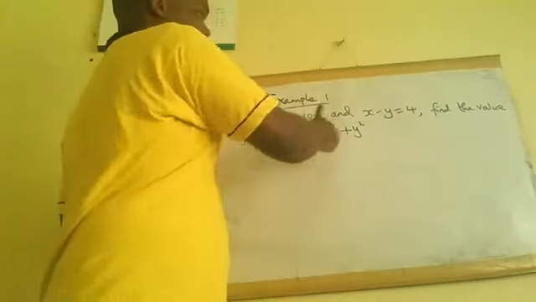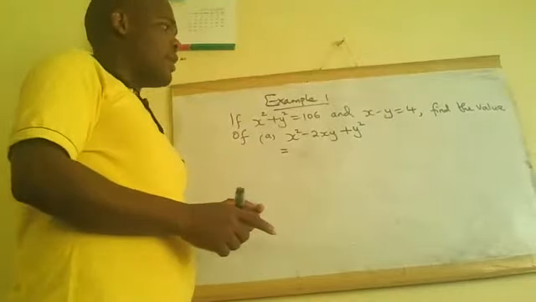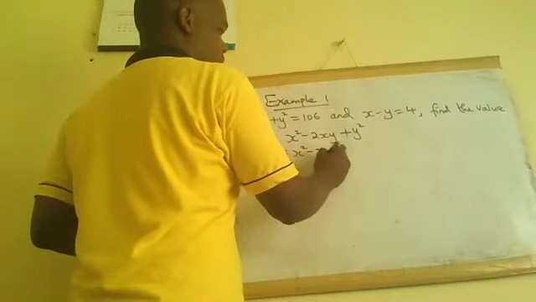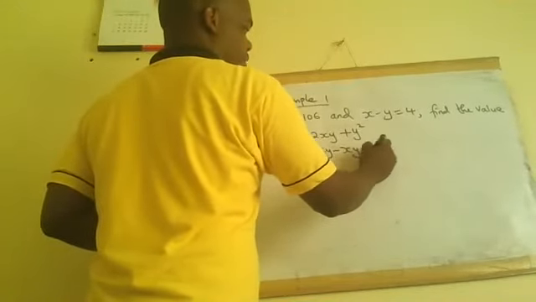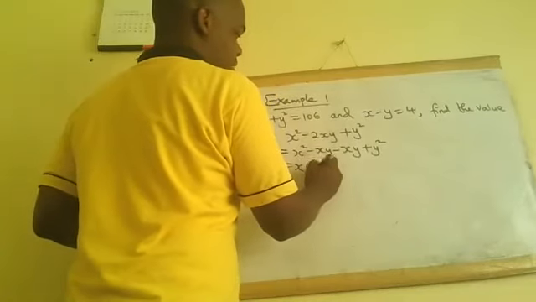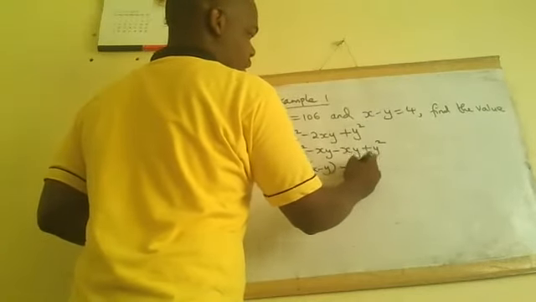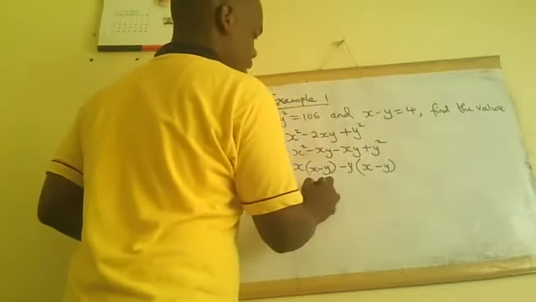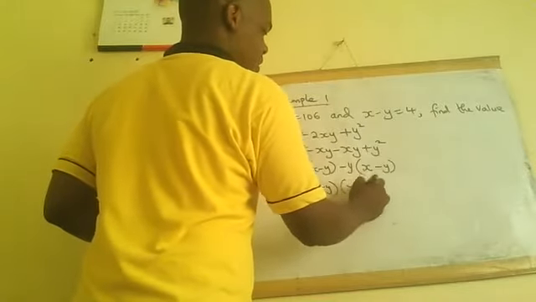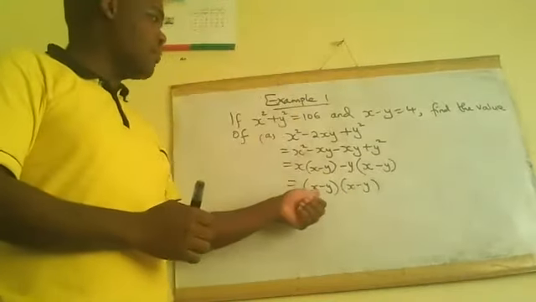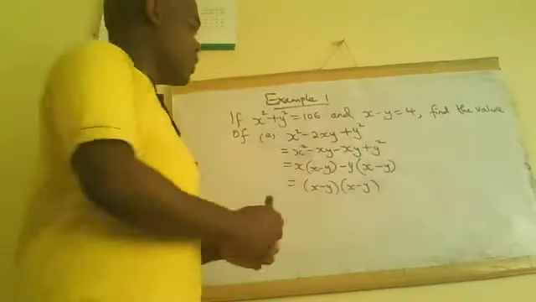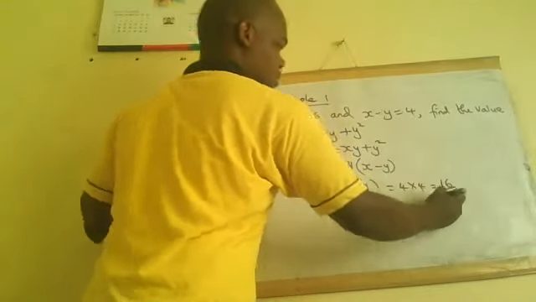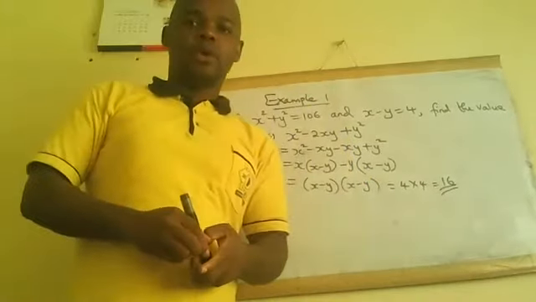So we look for two numbers whose product is 1 and whose sum is -2. That's -1 and -1. So x squared minus xy minus xy plus y squared, which is x into x minus y, minus y into x minus y. Take note that we are getting x minus y into x minus y. But then, what is x minus y? x minus y is 4. So this is 4 times 4, which is 16. So you can get a question of that nature.